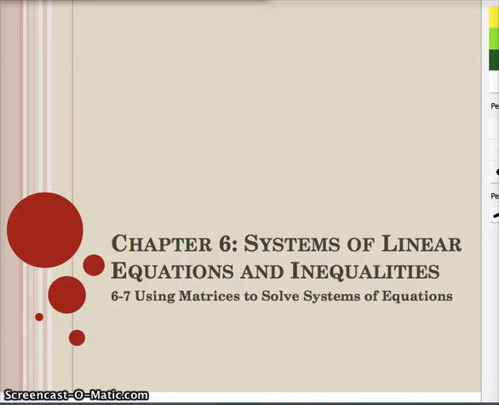Hi friends, we are still in chapter 6 and we're looking at systems of linear equations, and today we're going to talk about something really interesting and kind of weird. We're going to talk about using matrices to solve systems of equations. So definitely follow along and please make sure you take notes.